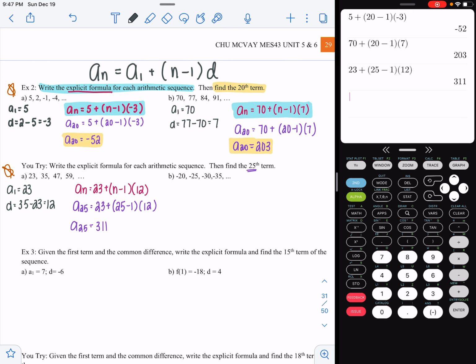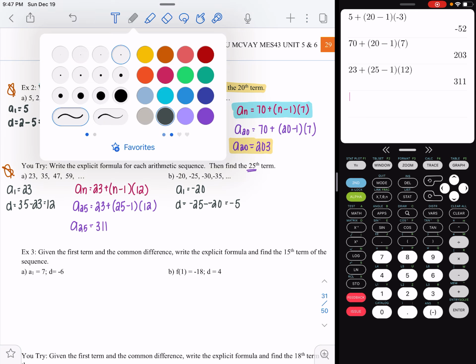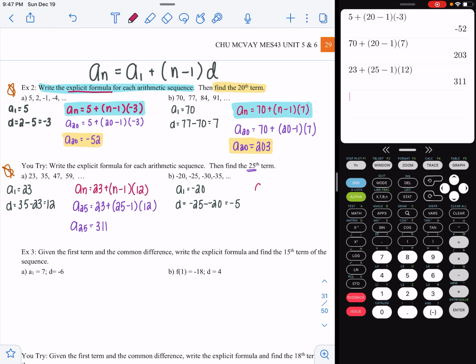All right, and B. Go ahead and pause it if you need to. Otherwise, I'm going to start going over it. Our first term is going to be negative 20. Our common difference, you take your second term and you subtract your first term. If you do that, you end up getting negative 5. So now my formula, AN equals our first term, which is negative 20, plus n minus 1 times our common difference, which is negative 5.